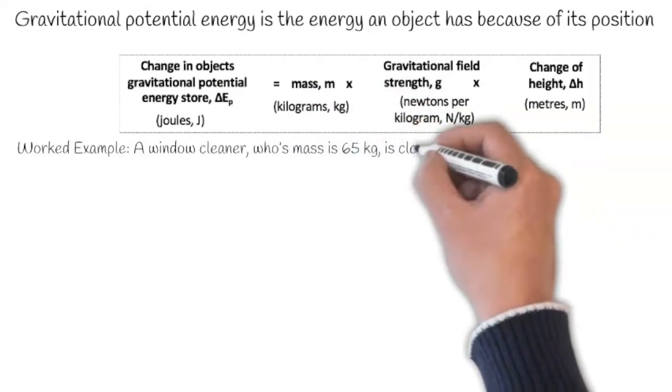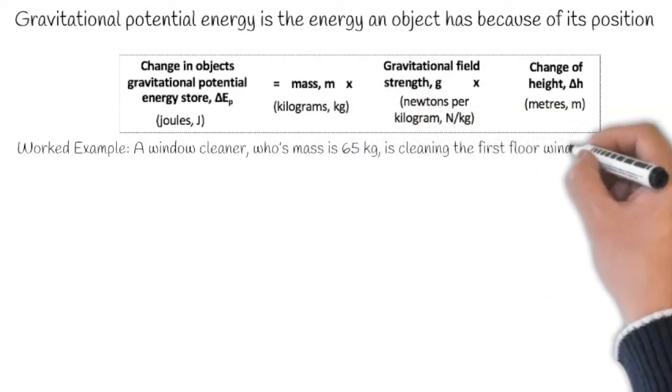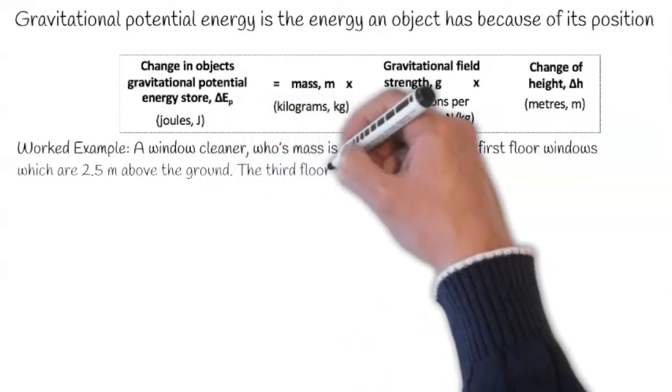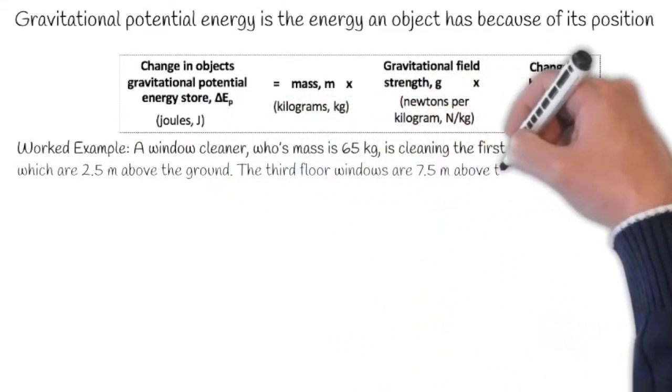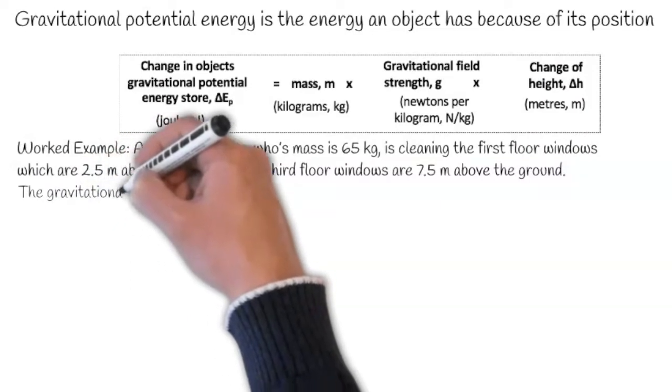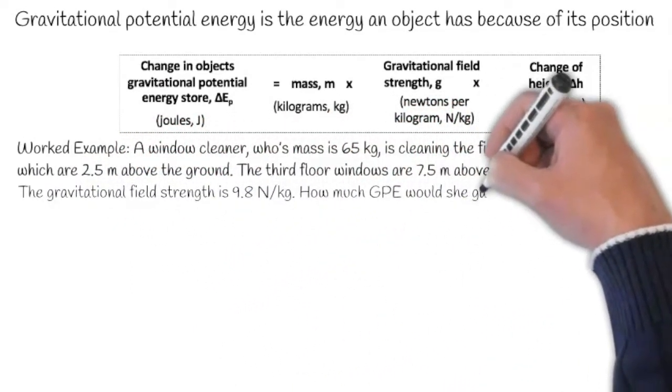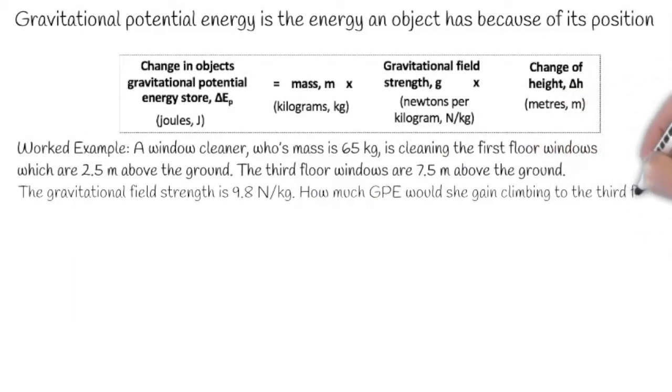A window cleaner whose mass is 65 kilograms is cleaning the first floor windows, which are 2.5 meters above the ground. The third floor windows are 7.5 meters above the ground. The gravitational field strength is 9.8 newtons per kilogram. How much GPE would she gain climbing to the third floor?